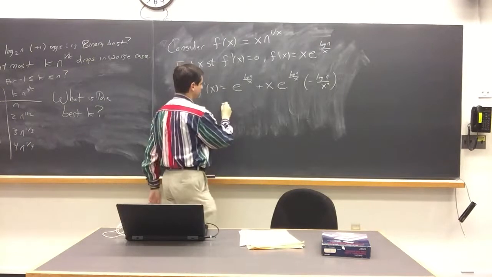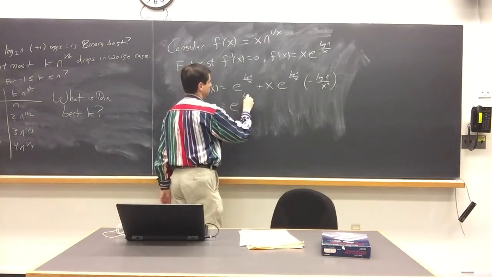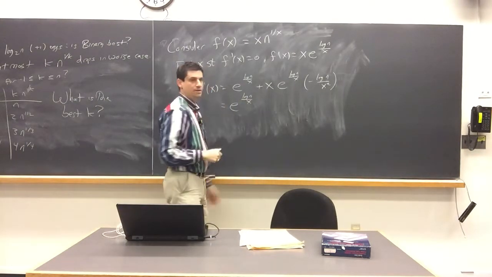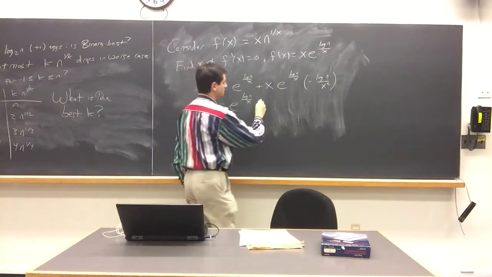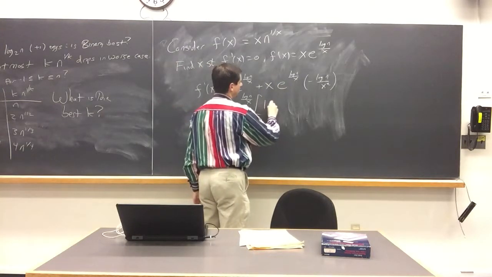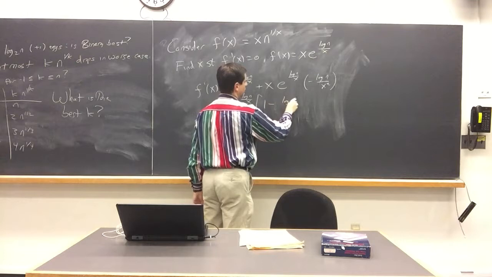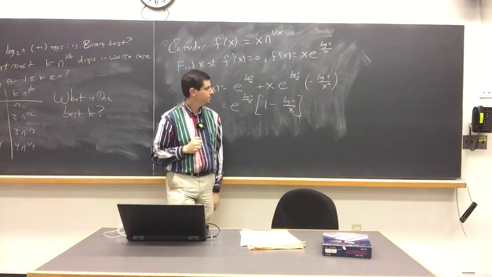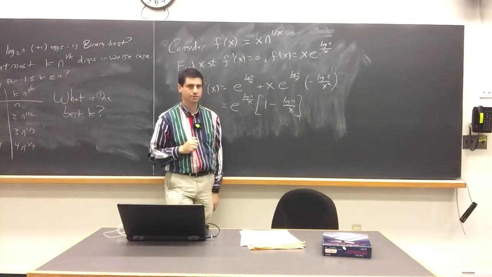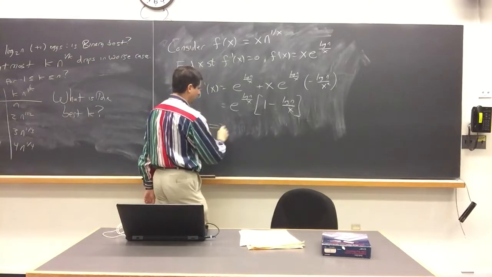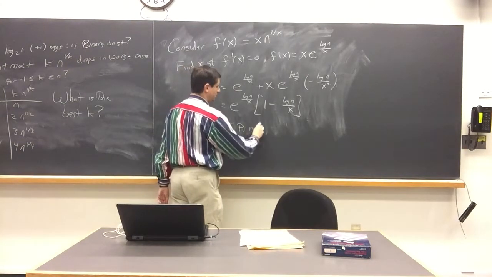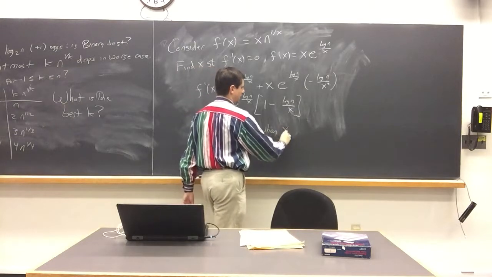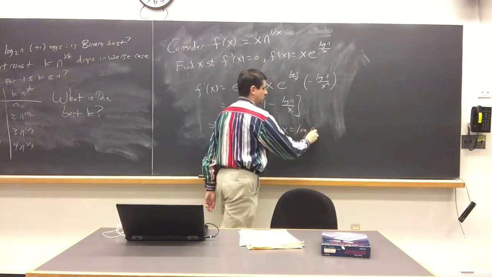Well, I can factor out the e to the log of n over x, because that is always non-zero. And then I will have a 1 minus log of n over x, because one of the x's will cancel. Therefore, the critical point is when x is the log of n.